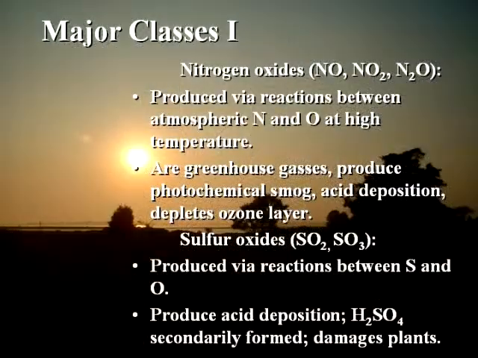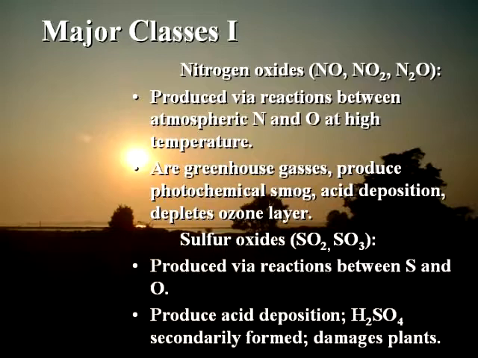So let's begin with the nitrogen oxides, which include nitrous oxide and nitrogen dioxide and dinitrogen oxide. So these are produced via reactions between atmospheric nitrogen and oxygen, generally at high temperatures. They are all in that class of chemicals called greenhouse gases, in that they can trap energy from the sun. They also can produce a substance called photochemical smog, which in the presence of light energy from the sun produces this stuff that accumulates close to the surface of the earth.